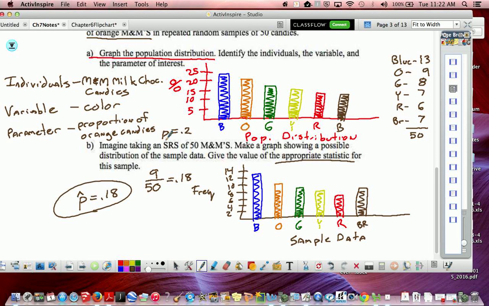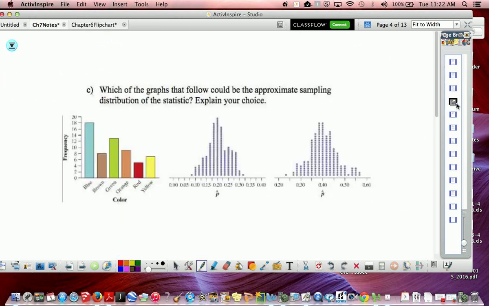Now, if I asked you to do this individually, my guess is that we could potentially have over 20 different answers or 20 different distributions. All right, so now let's take a look at the next page.